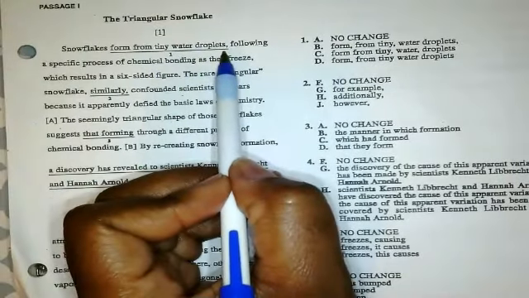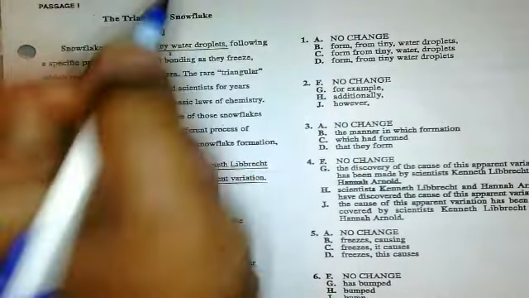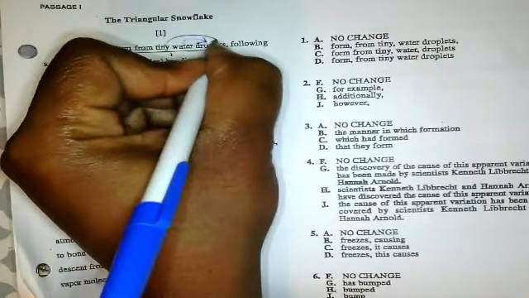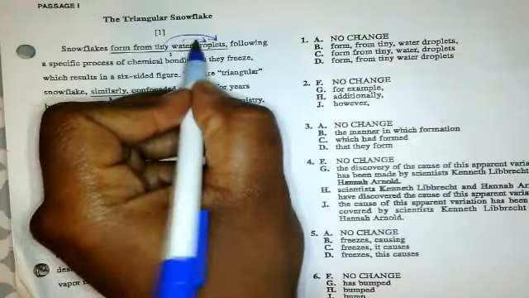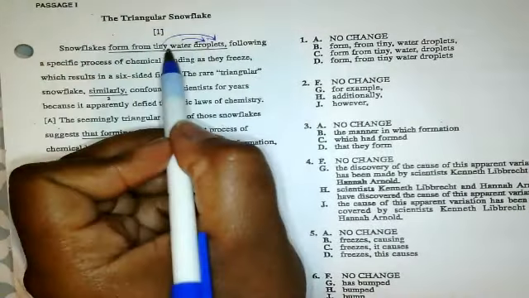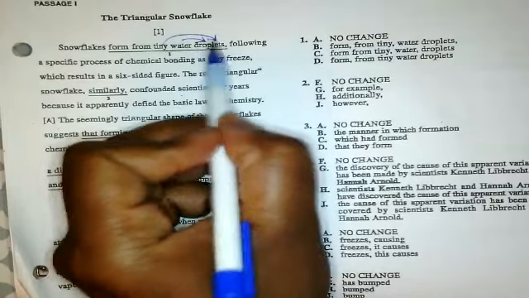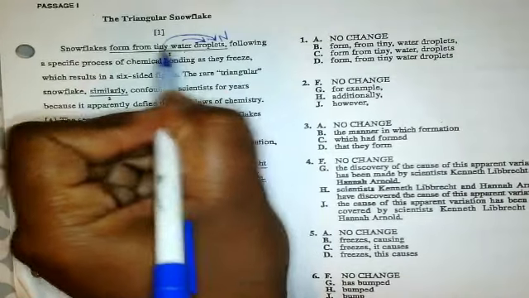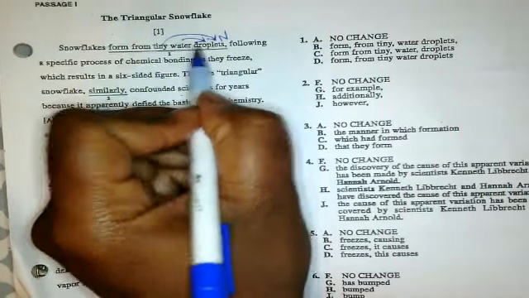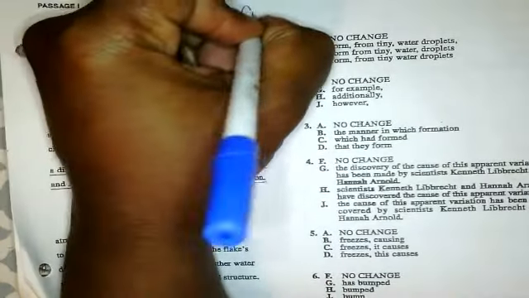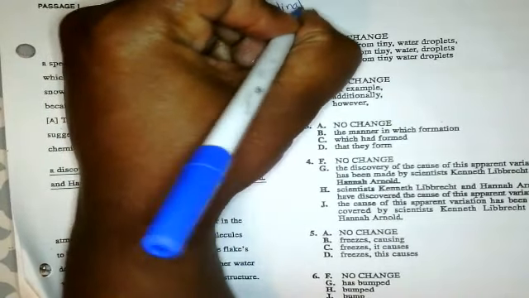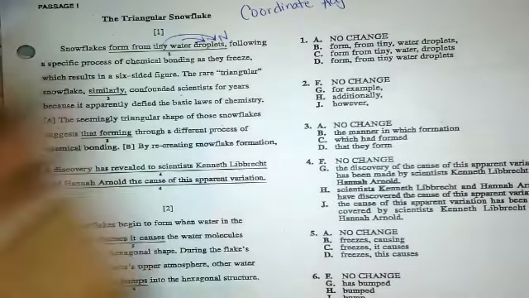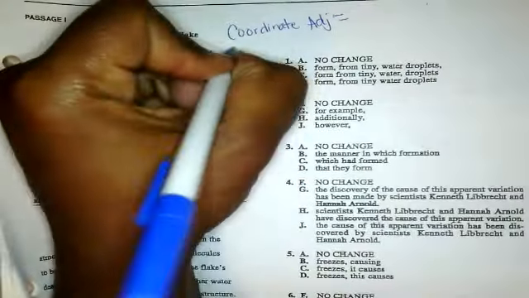So now let's look at this. Tiny water droplets. Let's start there. Well, water describes the droplets. Tiny describes the droplets. Both of these are 2 adjectives that describe the same noun. Droplets is a noun. So because droplets is a noun and both of these are 2 adjectives that describe the same noun, we now have to figure out if they are coordinate adjectives or if they are cumulative adjectives.